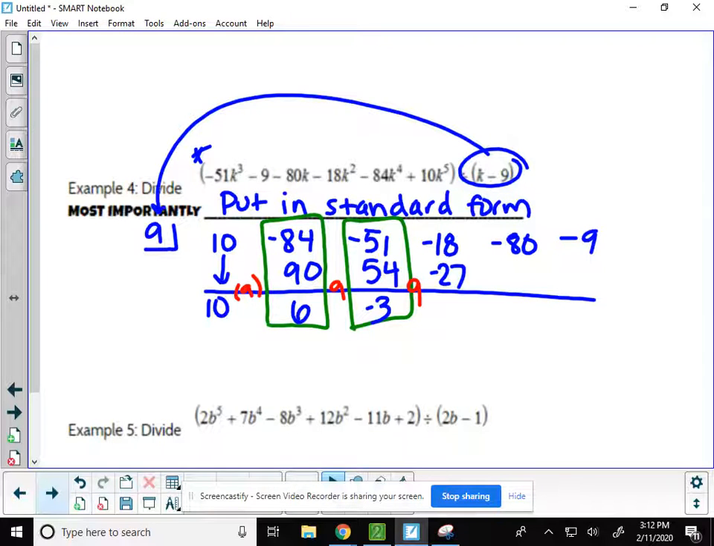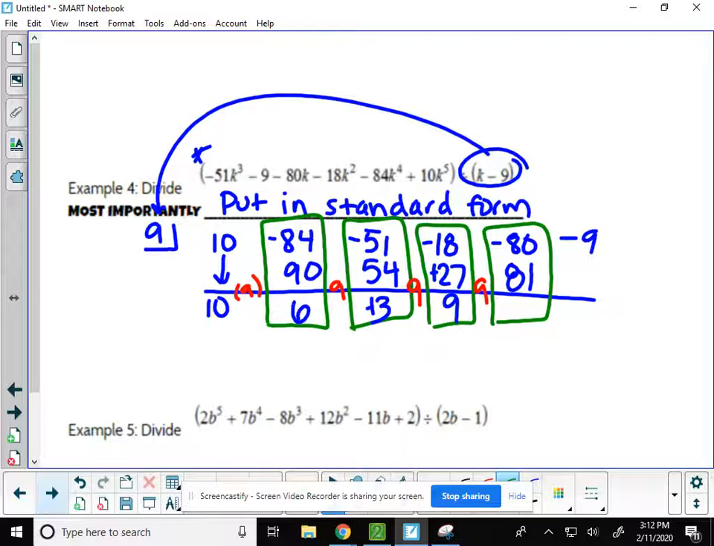Oh, this is a +3. I'm sorry, that would have been a big difference. A +27. You're adding these together. When you add those together, you get a +9. Multiply 9 by 9. I get 81. When you add those together, you get 1, multiply by 9. That gives me 9. This becomes its own problem, and that gives me 0.